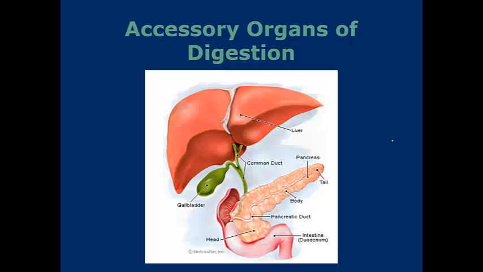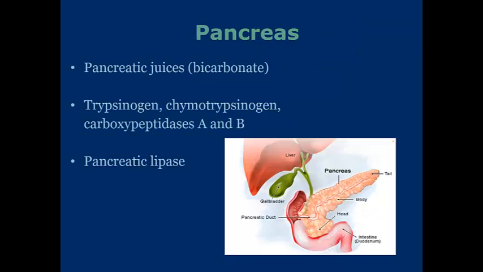We've talked about ingestion and digestion, but let's go into some other accessory organs that are involved. The first one we need to go into is the pancreas, which releases pancreatic juices. This is very bicarbonate heavy and released into the small intestine. This is to help neutralize any residual acid from the stomach so that it doesn't damage the intestine as it travels down. Trypsinogen, chymotrypsinogen, carboxypeptidase A and B are also released here.